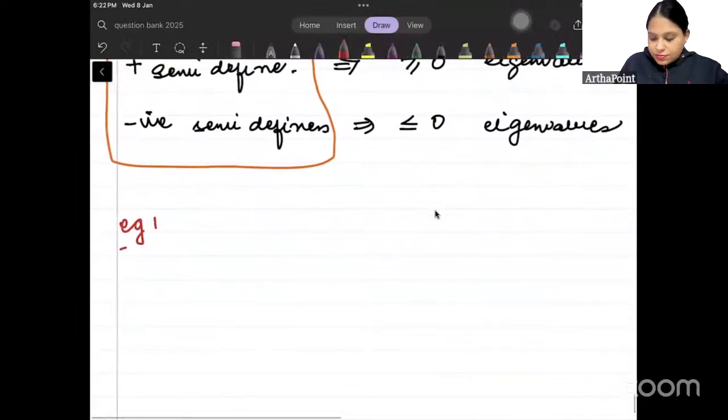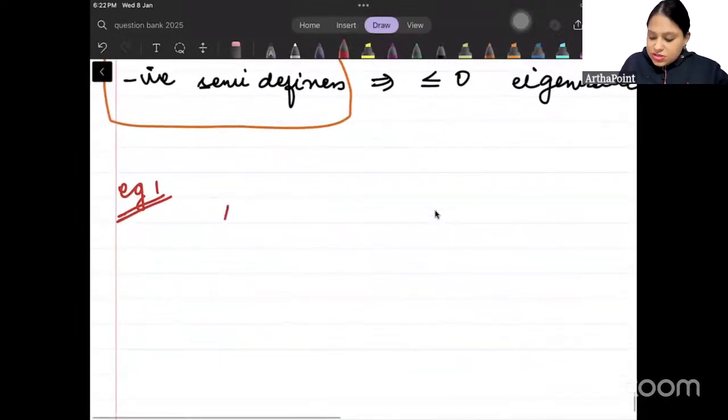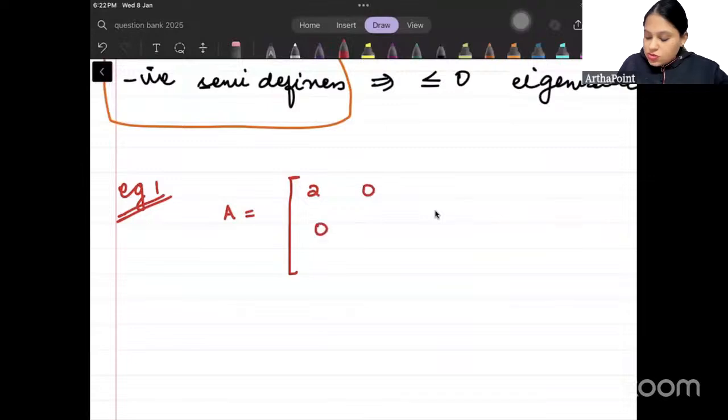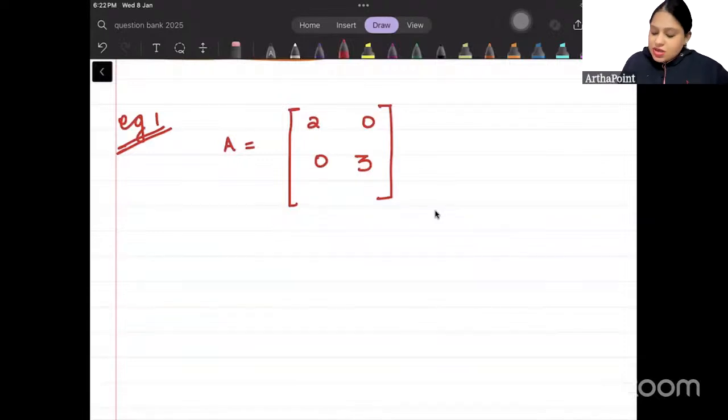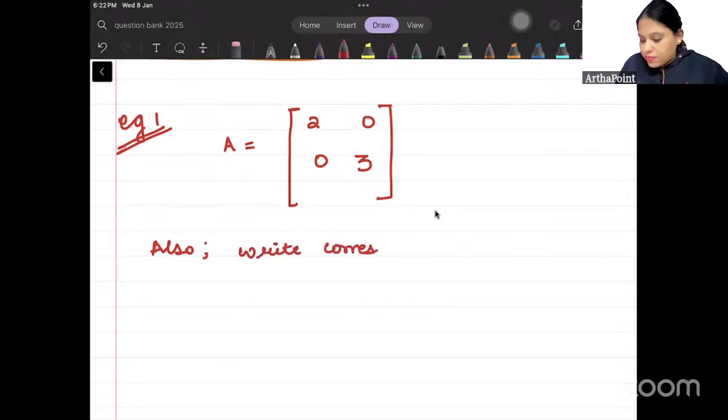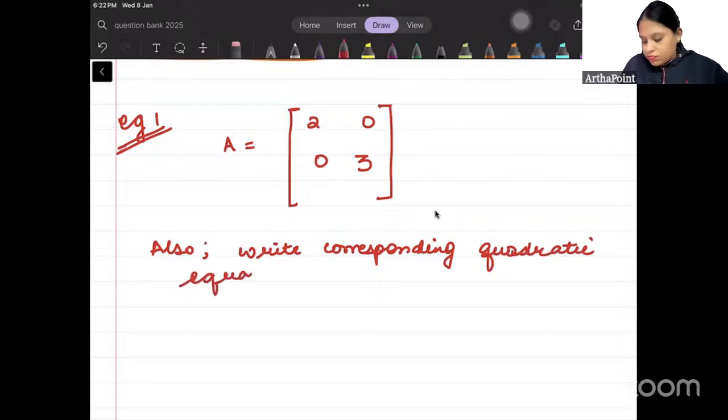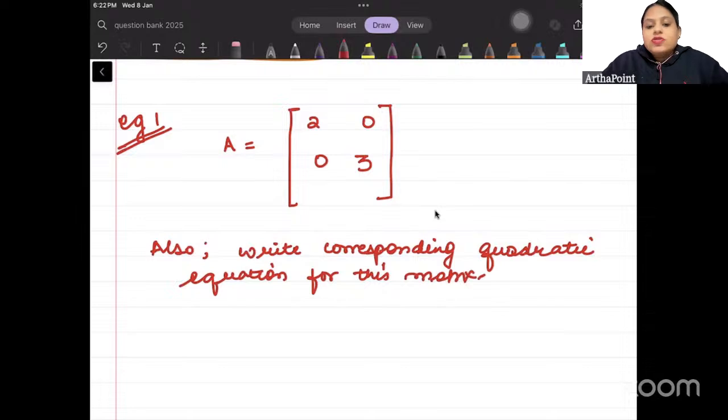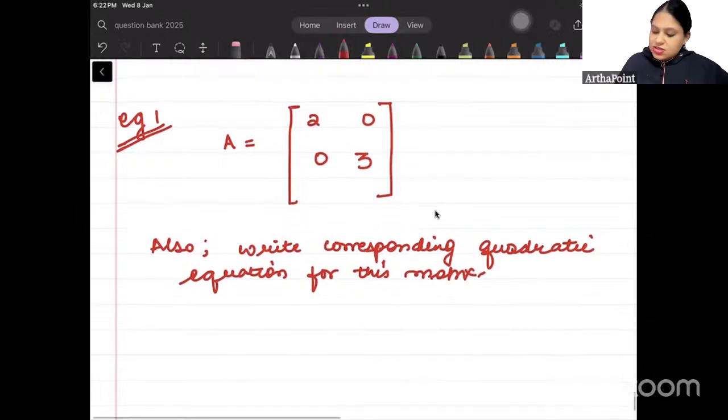Example number 1 for the day. So we need to check for this matrix. And the matrix given to you is 2, 0, 0, 3. Check what type of matrix this is. Also, write the corresponding quadratic equation for this matrix. ठीक है, अब देखो ध्यान से समझो.